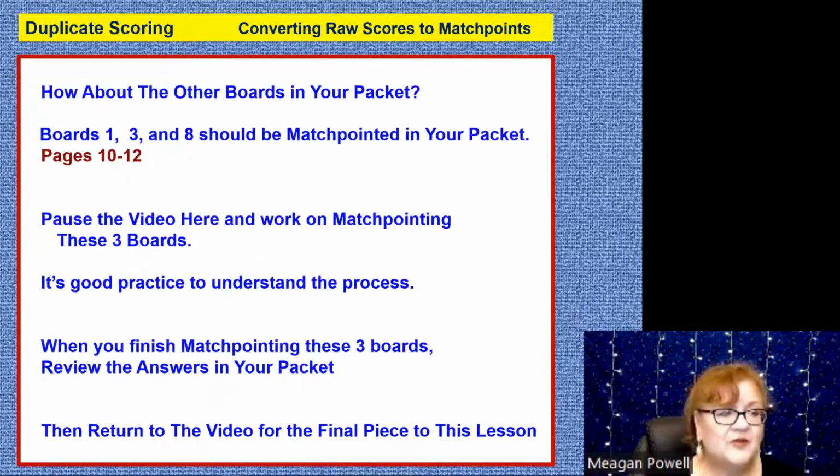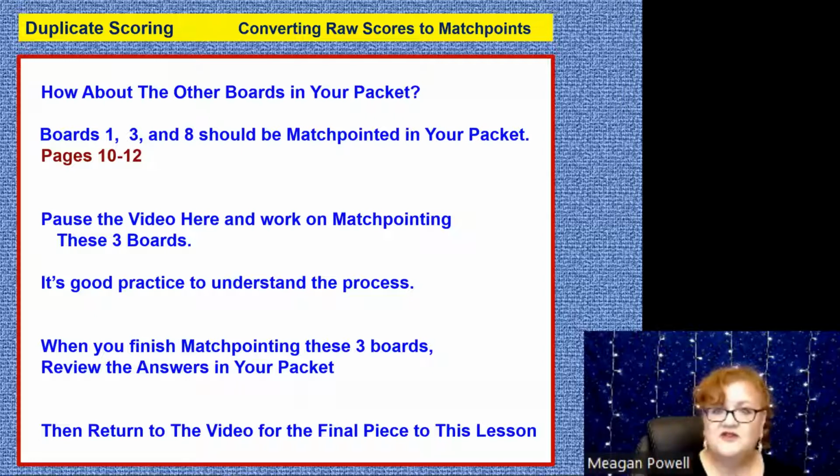Now you have 3 other boards in your packet on pages 10, 11, and 12. What I will tell you is to pause the video here. And I think you should match point those 3 boards. It's good practice, even though the computer does all this work for you. It's good for you to understand the process. It will make other parts of this lesson and next week's lesson more understandable.